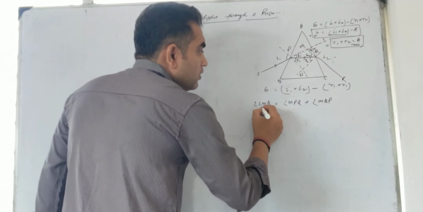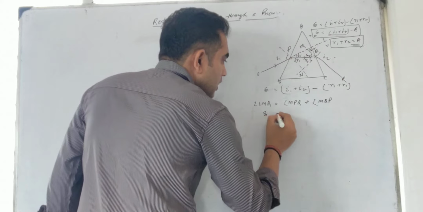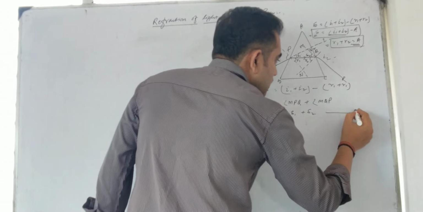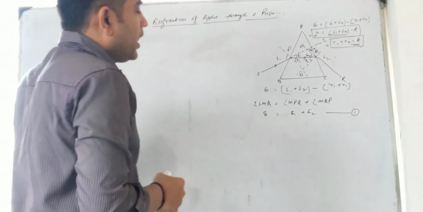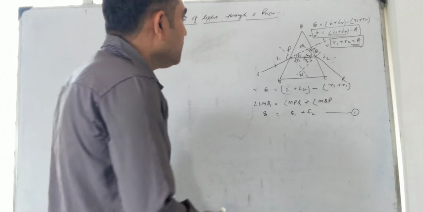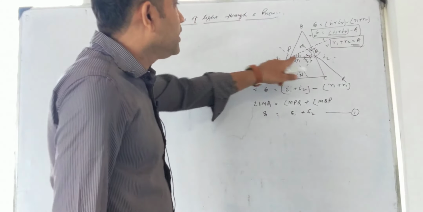And what is the value of LMQ? That is del. So del equals del 1 plus del 2. This is the first equation, and we are going to prove it. Now again, I1 equals del 1 plus del 2, that is the vertically opposite angle.